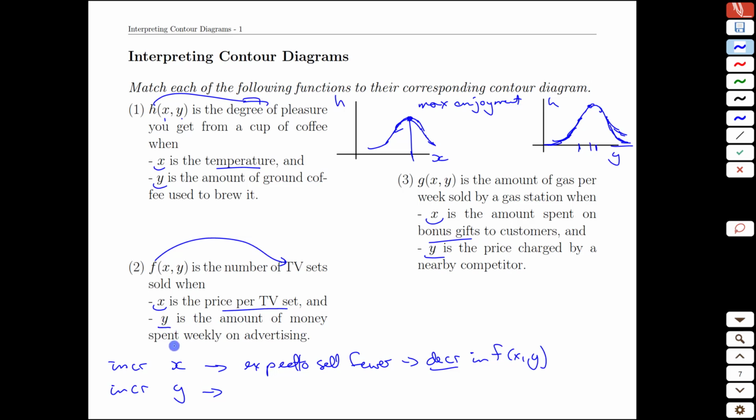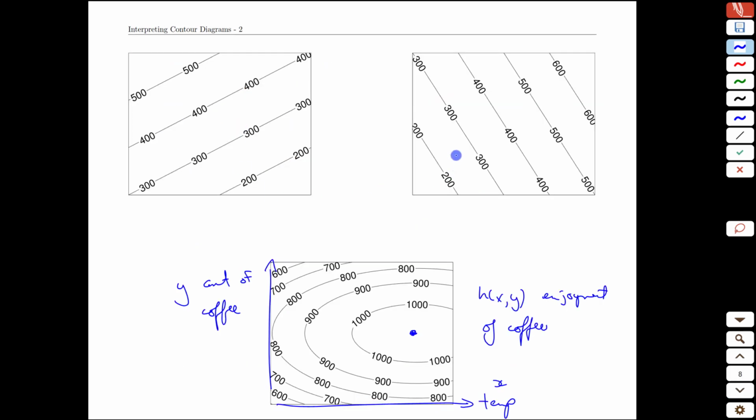However, if we look at the y value, if y is the amount of money spent on advertising, as we increase y, we expect to sell more TVs. That's in fact the purpose of advertising, along with other softer goals. Well, that would result in an increase in our function. That should give us enough information to nail down which of the two graphs we're talking about.